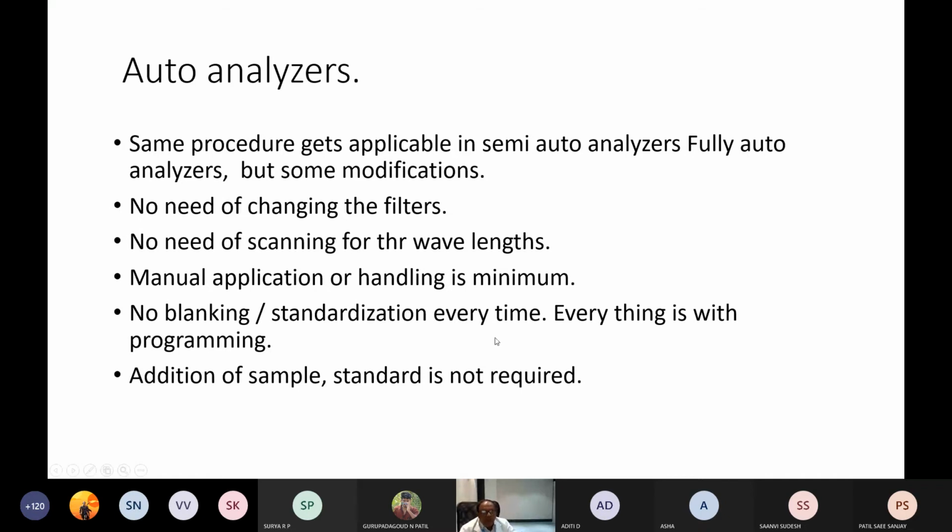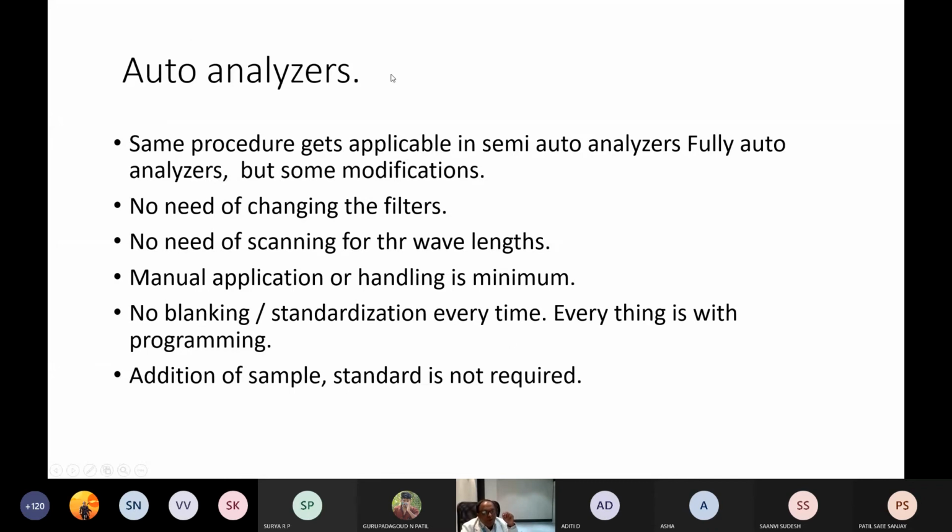So no blanking, standardization every time. Suppose in one batch you have done glucose in the morning, and in the evening you are doing it again. At that time again you have to run blanking, standardization. But in the auto analyzer, that should be done with the colorimeter or spectrophotometer.